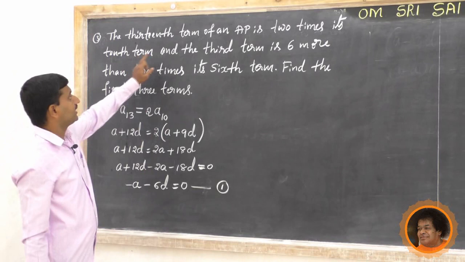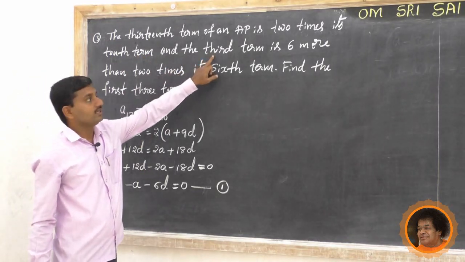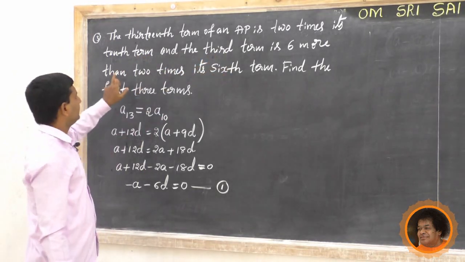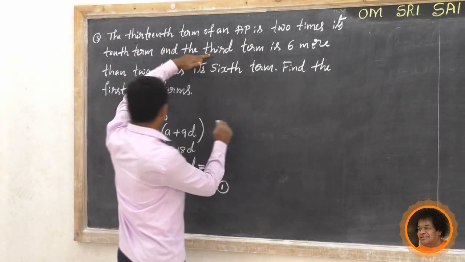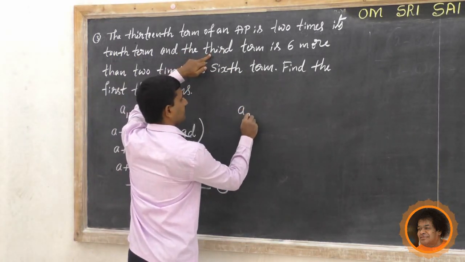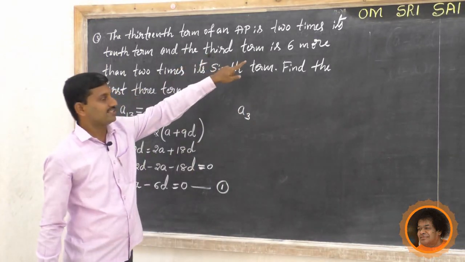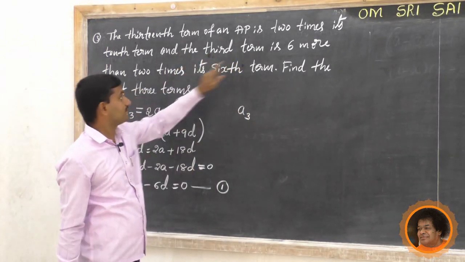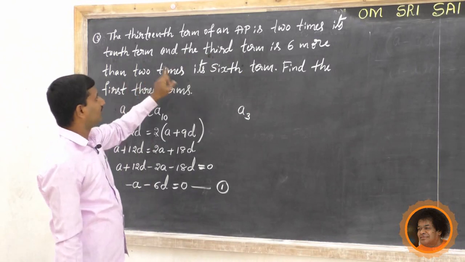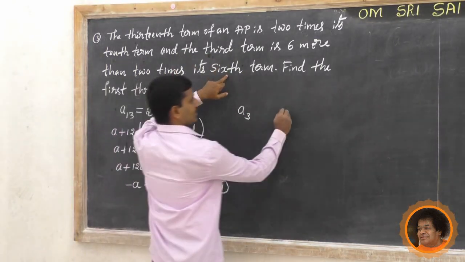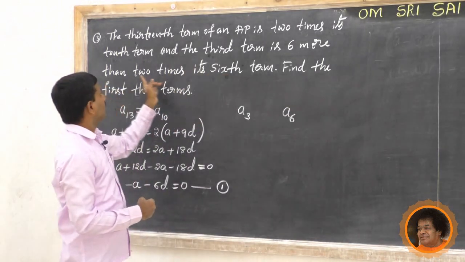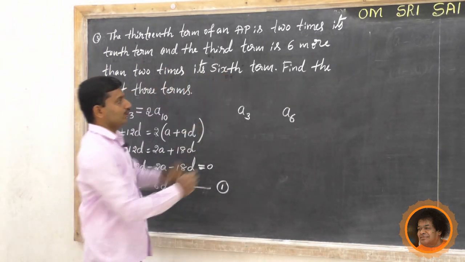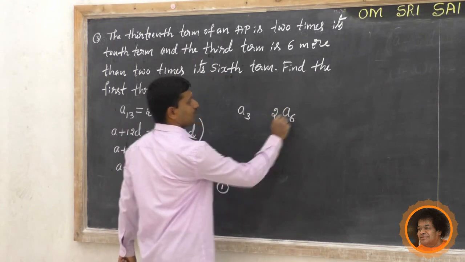What is the second condition? And the third term is 6 more than 2 times its 6th term. Third term a3 is 6 more. 6 more means that is a plus. 6 more than 2 times its 6th term, a6. 2 times means multiplied by 2.